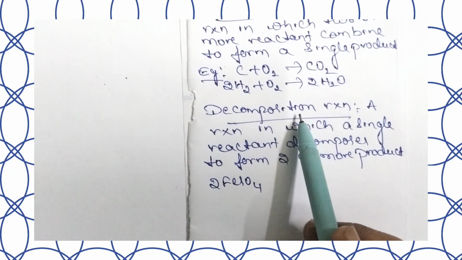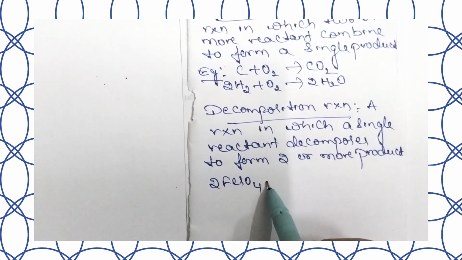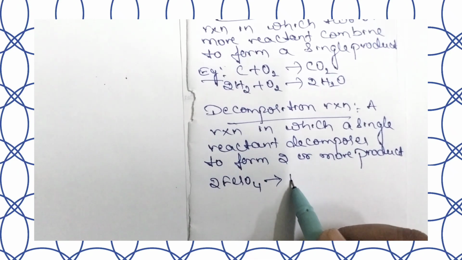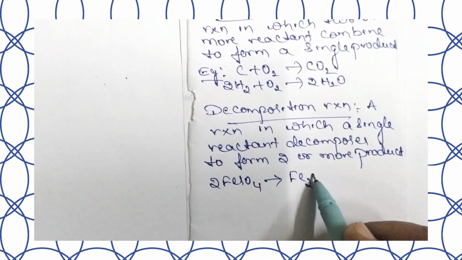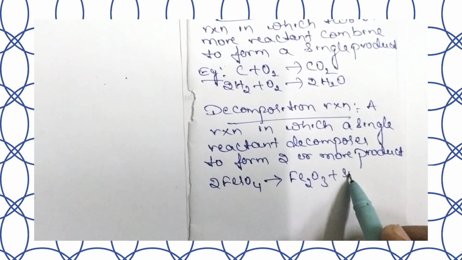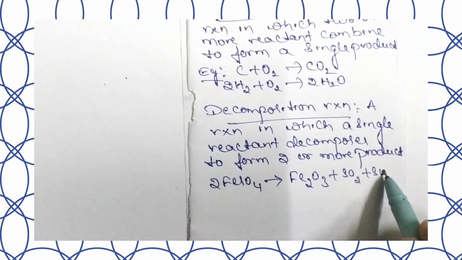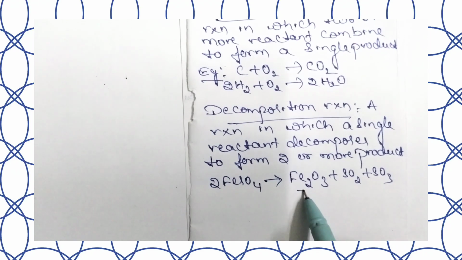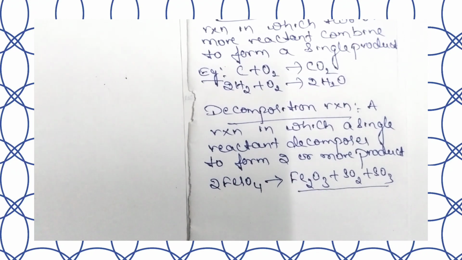So decomposition reaction is an opposite reaction of combination reaction. For example, ferrous sulfate is a single reactant. It decomposes to form Fe2O3 plus SO2 plus SO3. See here, a single reactant decomposes to form two or more products. Therefore decomposition reaction is an opposite reaction for combination reaction.